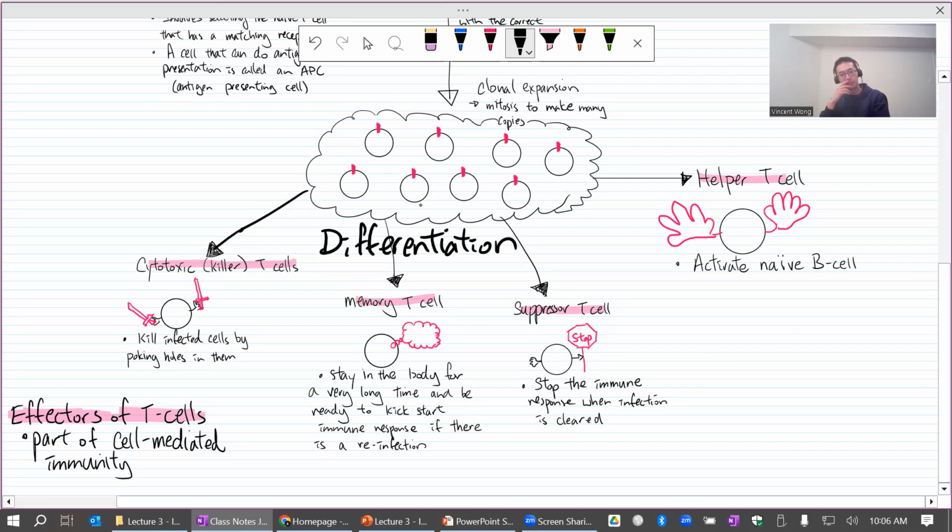What is cell-mediated immunity? All these activities that are carried out by the T cells, that's what we call cell-mediated immunity. It is immunity that is carried out by cells as opposed to carried out by antibodies.